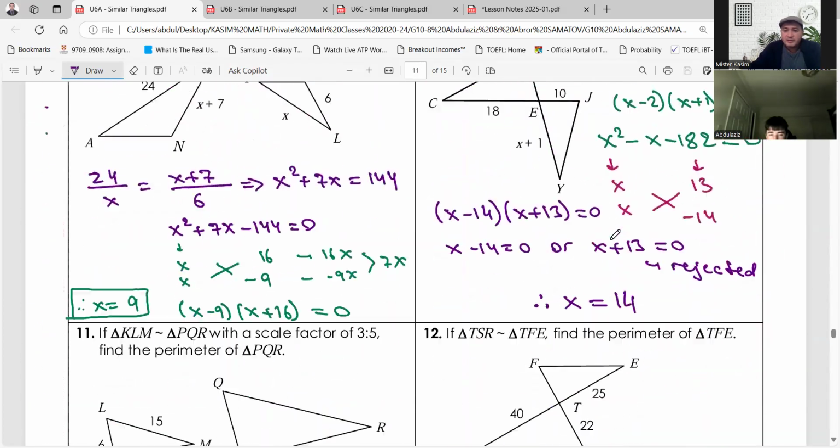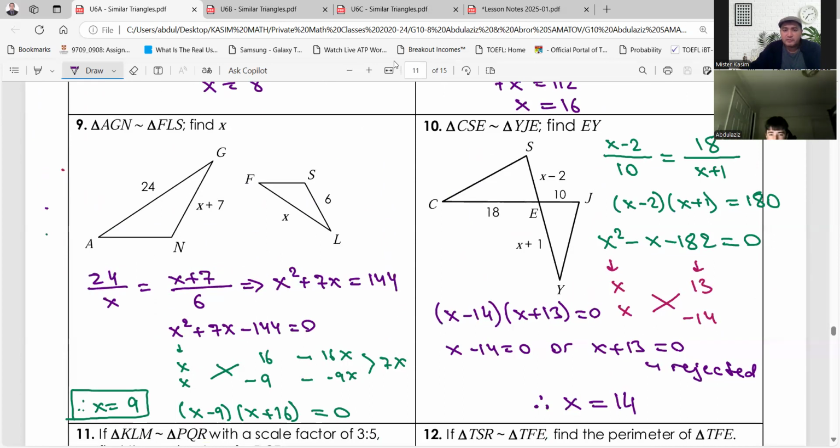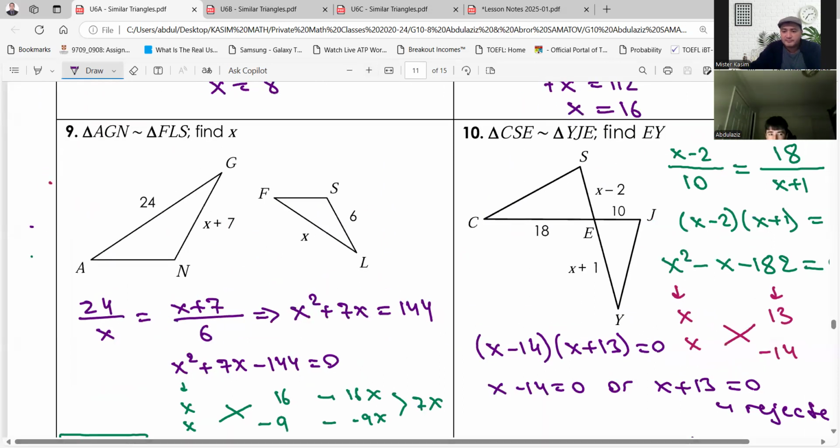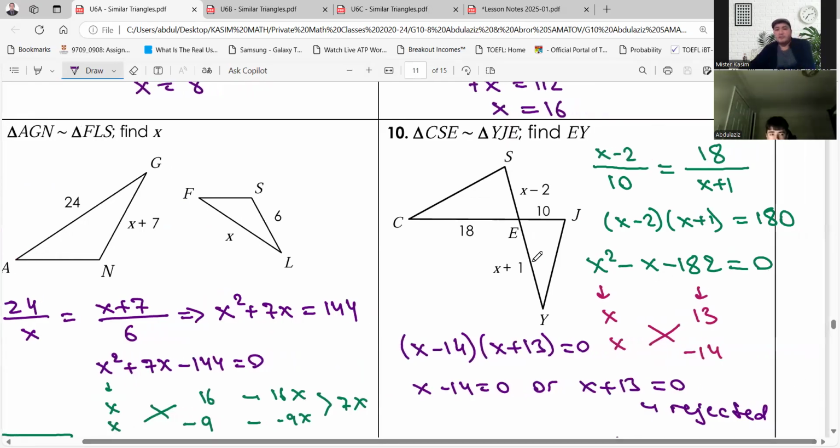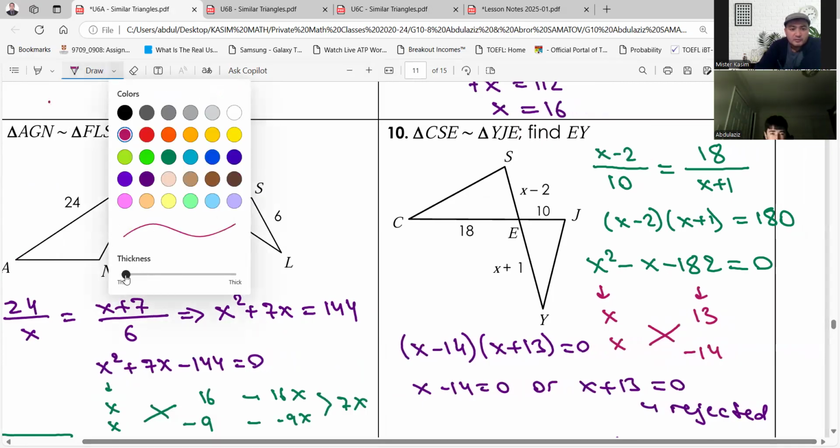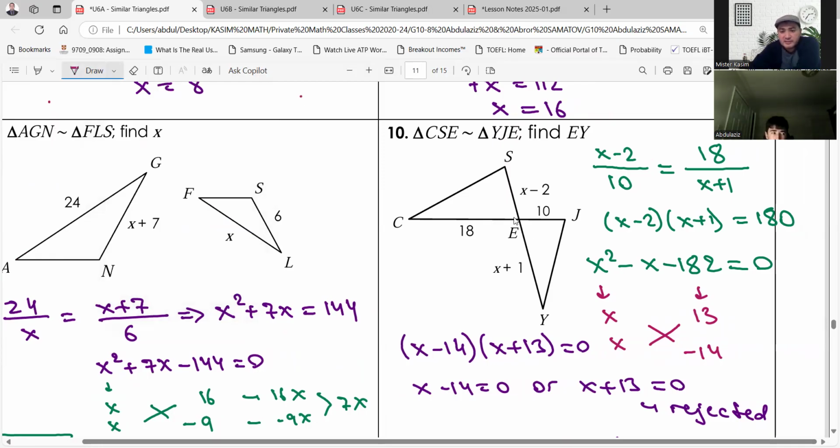But here in question 10, the question is saying that triangle CSE is similar to triangle YJE, right? So what does similar mean? It means that corresponding angles are congruent. So this angle E is congruent to angle E, and angle C is congruent to angle Y.